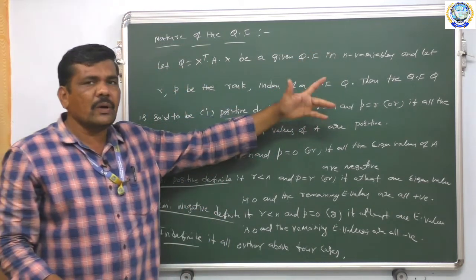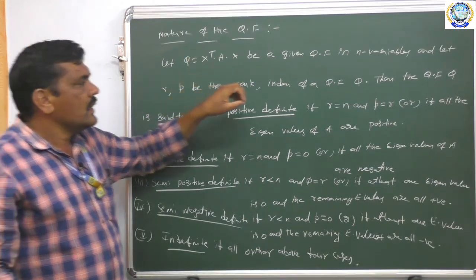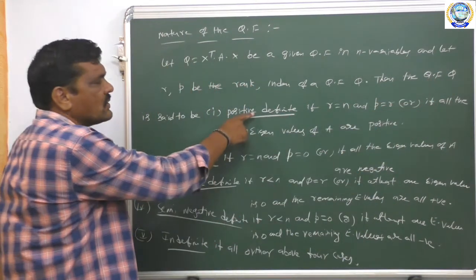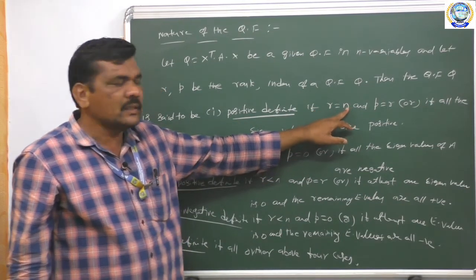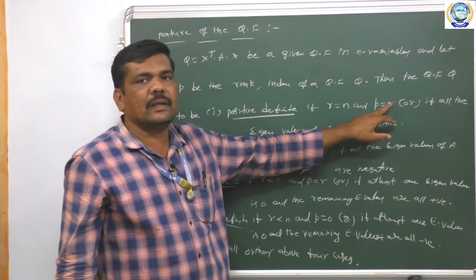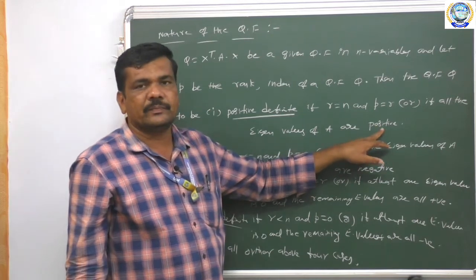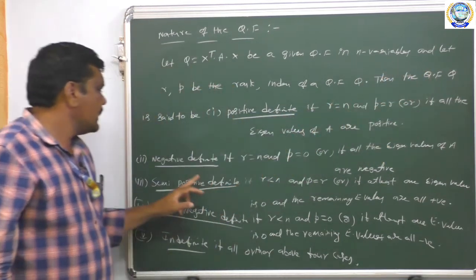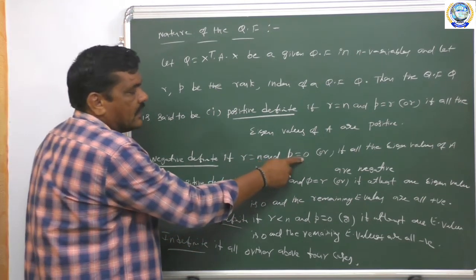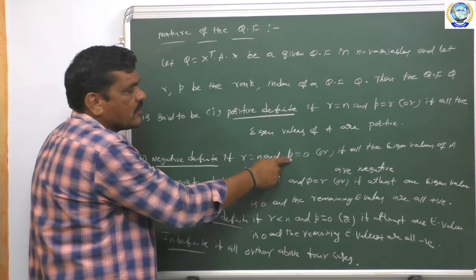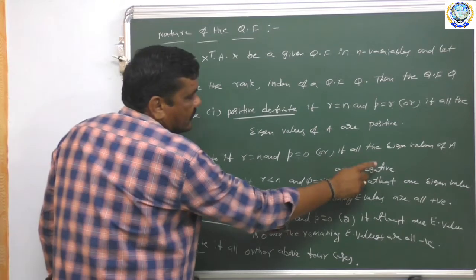given quadratic form Q, or by using the eigenvalues of the matrix capital A. Here, the given quadratic form Q is said to be positive definite if rank equal to number of variables and index equal to rank, or if all the eigenvalues of capital A are positive. Negative definite if r equal to n and index is 0, that means the number of positive terms is 0, or if all the eigenvalues of capital A are negative.